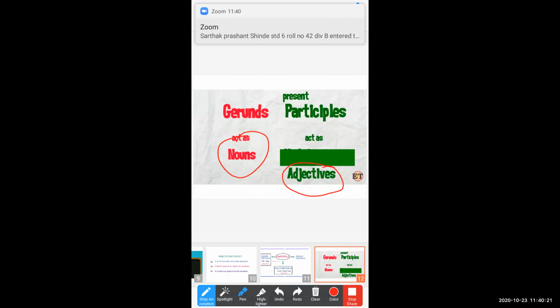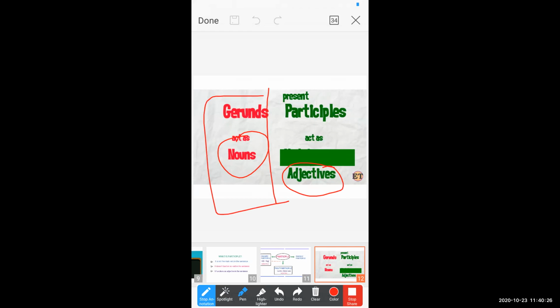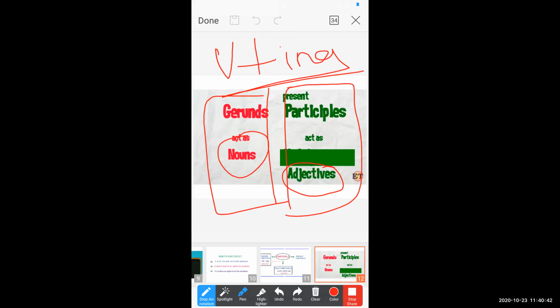I hope your concept about the gerund acting as a noun is clear, student. The basic thing is the same in both the present participle and the gerund: you have to find the verb plus ing. But the function is different. In a gerund it functions as a noun. In a present participle it functions as an adjective.